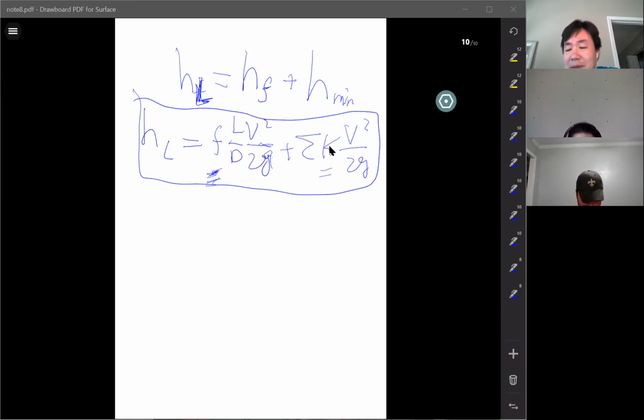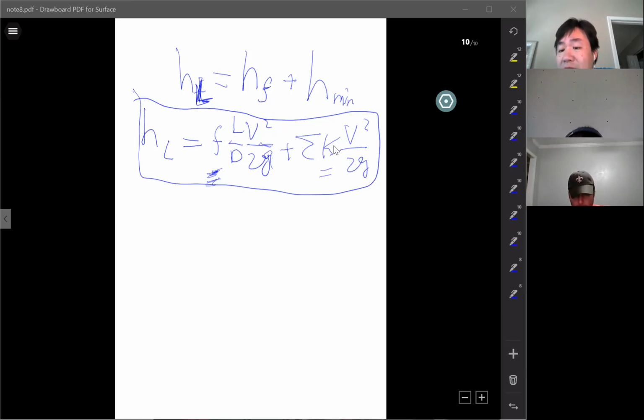But to me, it's easy. Basically, you just look at the table, find the K, and put the K into this equation to find the minor losses. It's K times V squared over 2g. That's why I put a summation here, summation K. So you have many different Ks, all put together.